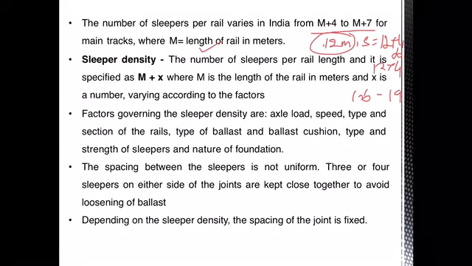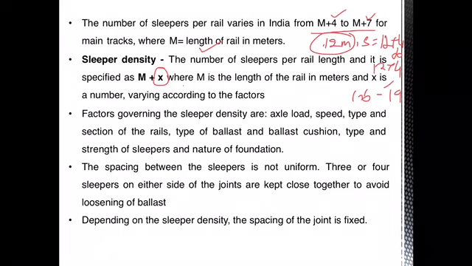With that we can define the sleeper density as the number of sleepers per rail length. We call it the sleeper density, and it is specified as M plus x, where M is equal to the length of rail in meters and x is a number that will vary according to the factors. In India, we have fixed the value of x to be in between 4 and 7, so M plus 4 to M plus 7, depending upon the lateral thrust or the stability of the track expected. And one more thing, the more the number of sleepers, the more the lateral stability.